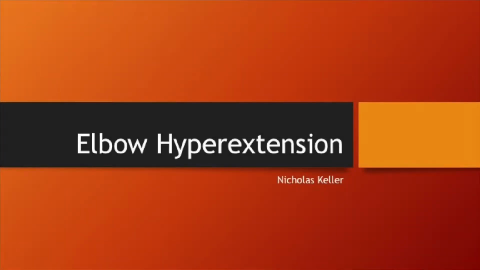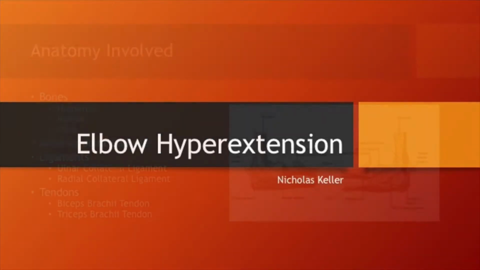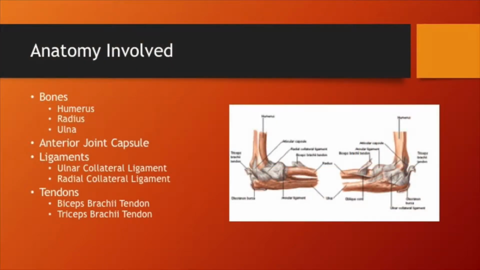This presentation is over elbow hyperextension. The involved anatomy of elbow hyperextension includes bones, ligaments, and tendons of the elbow. First are the bones, and those include the humerus, radius, and ulna.